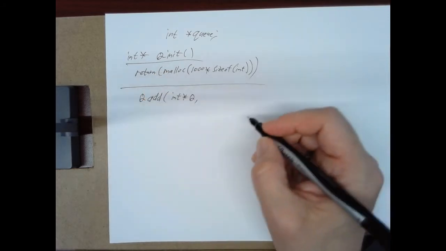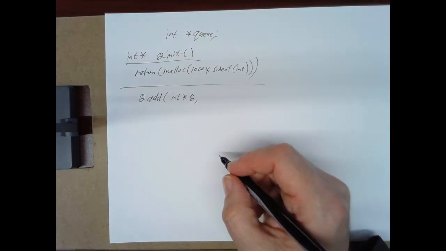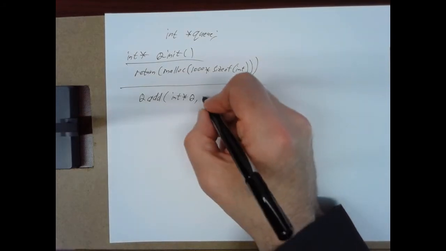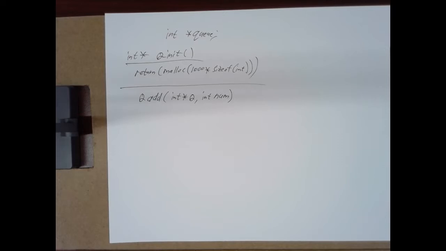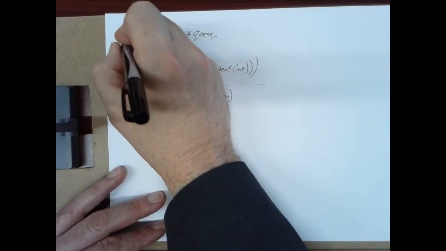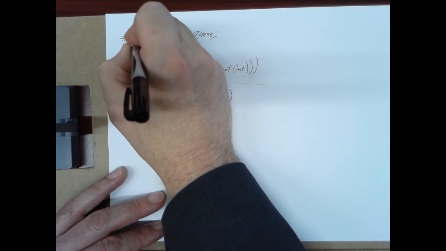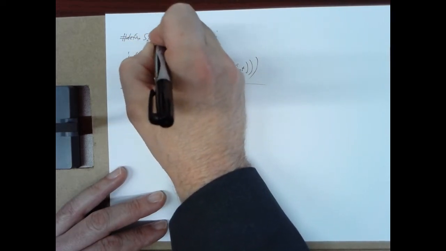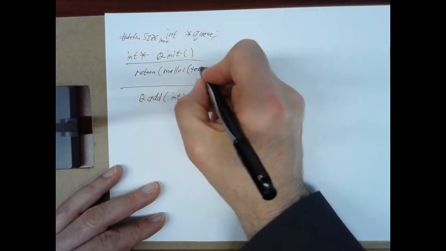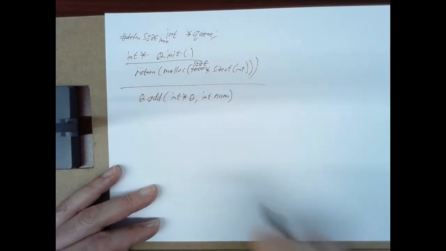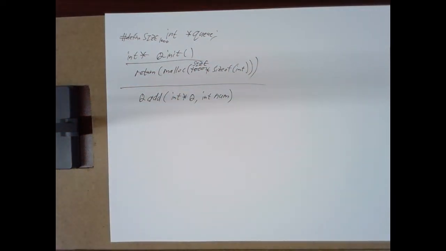So queue add, pass it the queue, which is your array of integers, and your number that you want to add. And if you're doing this, I would actually do a define. So define your size to be 1,000 or something, and then use that in here. Because we need to know how big the array is when we're adjusting the tail and head, right? So we can roll over.